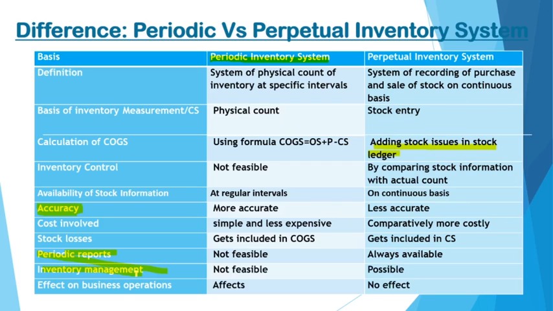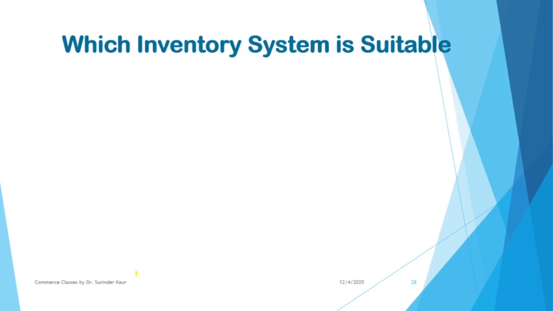Effect on business operations is there in case of periodic system because you have physical count through stock taking, but perpetual system doesn't affect your business operations. Someone is there in the stores who is keeping record of everything, so business operations are not affected.